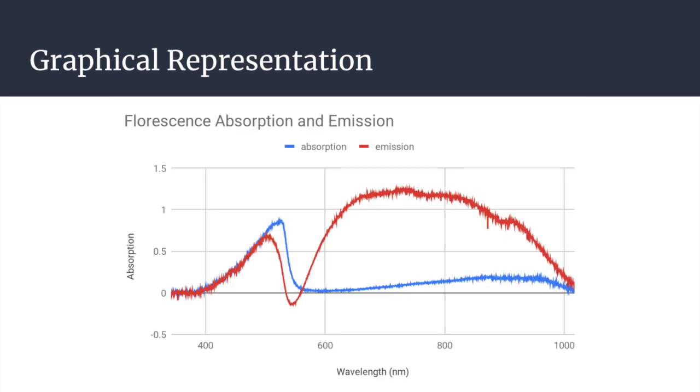Our next graph shows the fluorescence absorption and emission of the fluorescein dye. We observed a peak of absorption and emission for the fluorescein at around 500 nanometers. But as you can see, from 600 to 900 nanometers, we also observed another peak that is likely due to light interference from either the moving flashlight or an outside light source.